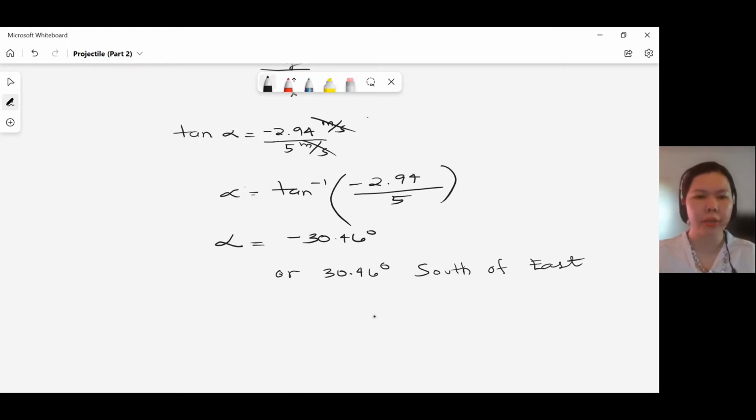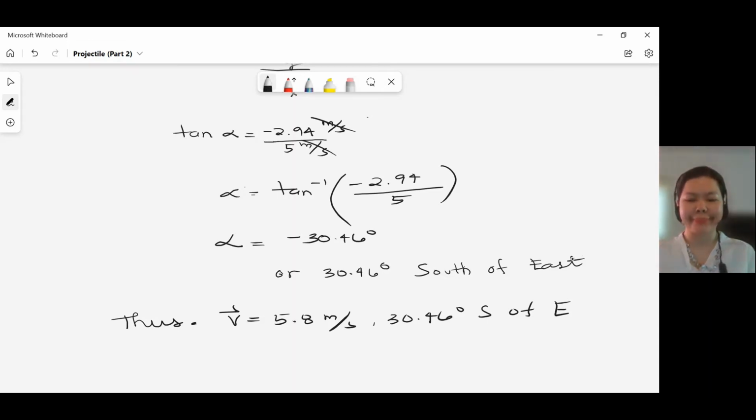So our final answer, thus V is equal to 5.8 meters per second, 30.46 degrees south of east.